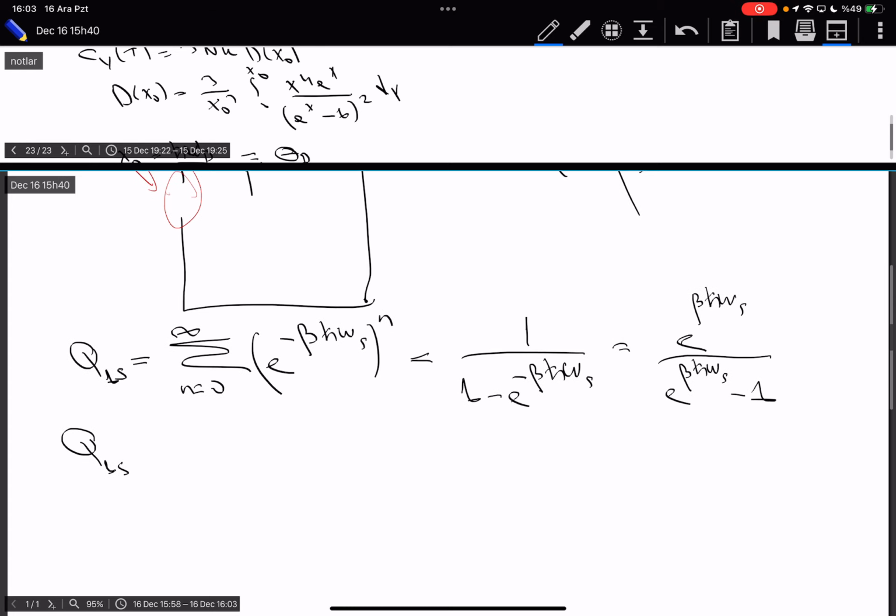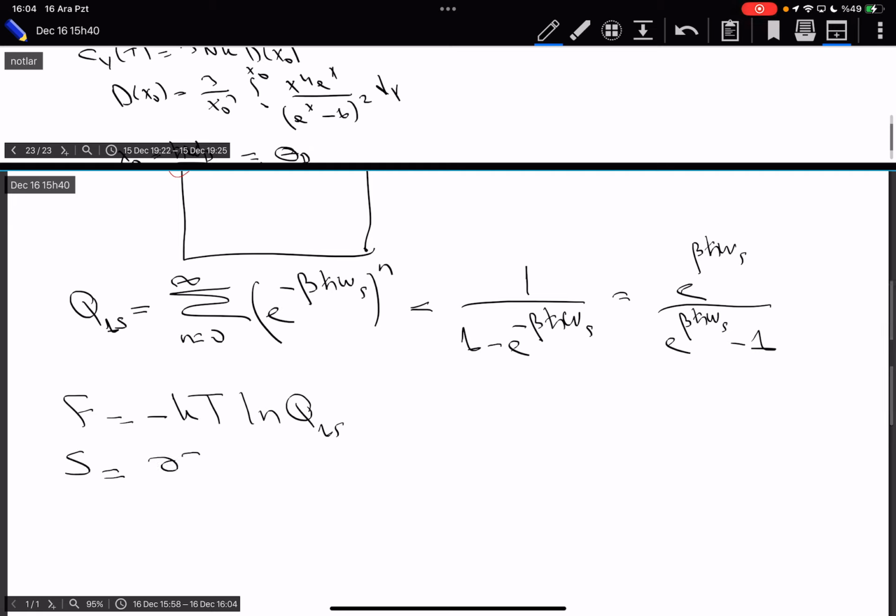What is the average energy of this system? How can we calculate the average energy? Minus tau Q, or without beta. Are we in the canonical, microcanonical, or grand canonical ensemble? This is the canonical ensemble. So in the canonical ensemble, we have the free energy, which is minus kT logarithm of Q1 of S.